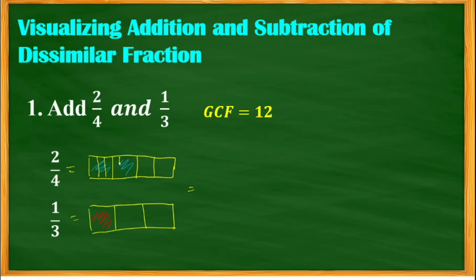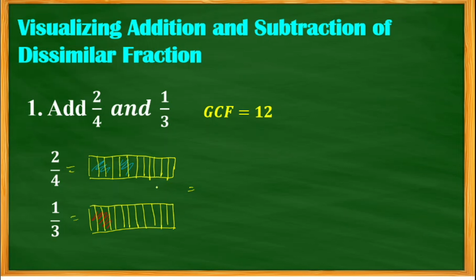So 1, 2, 3, for each part. So we have 1, 2, 3, 4, 5, 6, 7, 8, 9, 10, 11, 12. And then this time we're going to cut the one square of 1/3 into 12 divided by 3. The answer is 4. We're going to cut this one into 4. Now we have 1, 2, 3, 4, 5, 6, 7, 8, 9, 10, 11, 12.